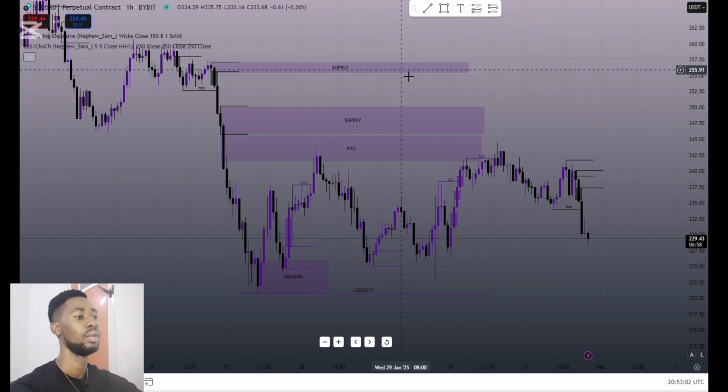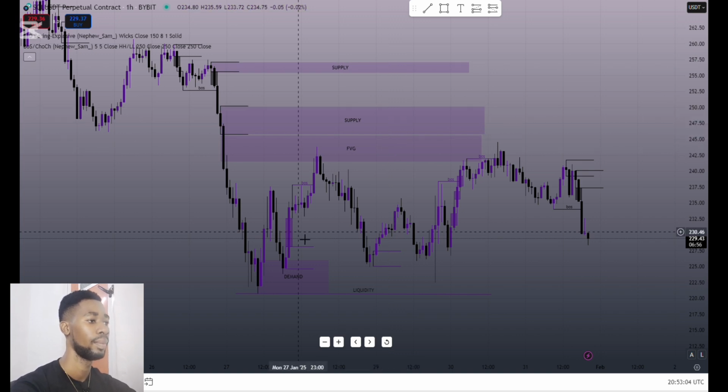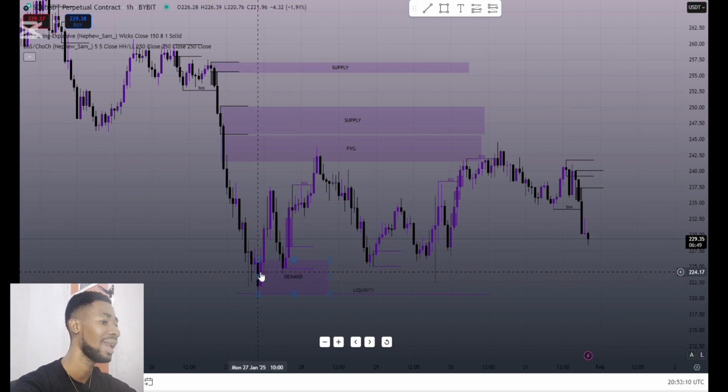Perfect. Now we can see supply, fair value gap, liquidity resting at this point, and then this was the last sell. Okay, you don't want to use others. The last sell before the aggressive buy.